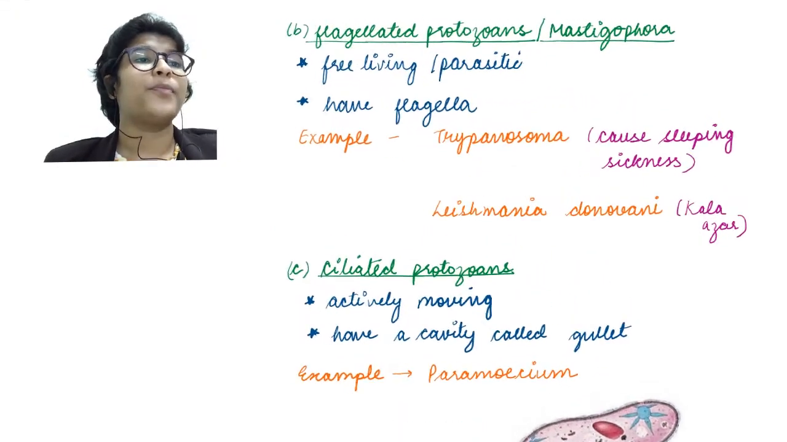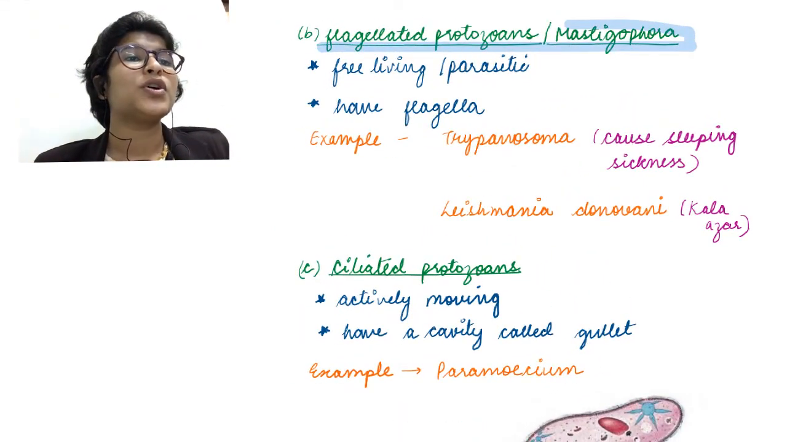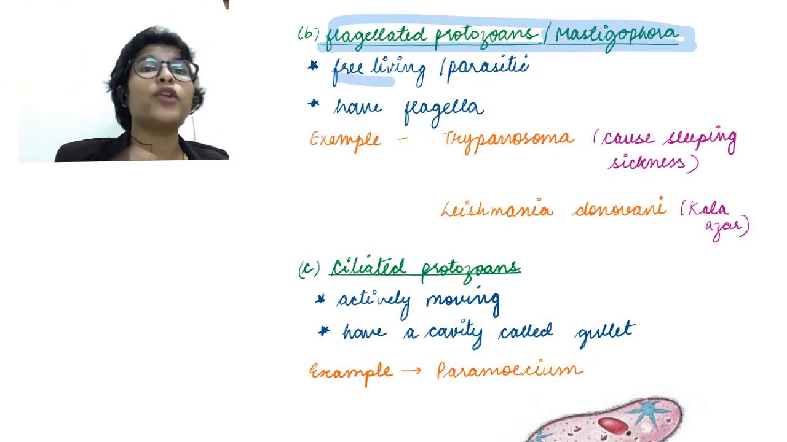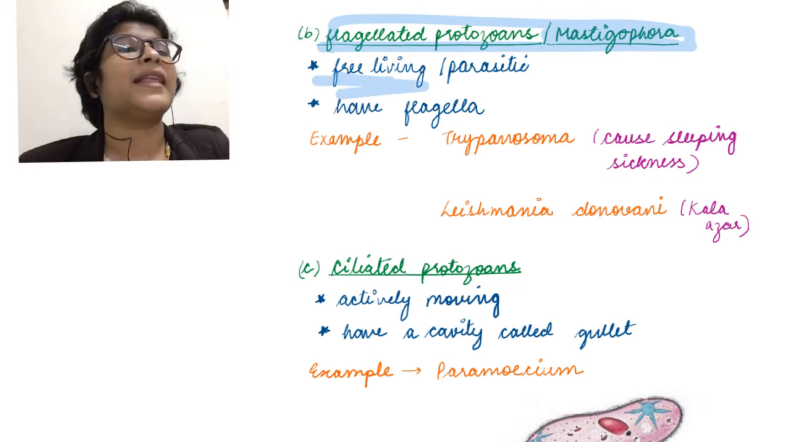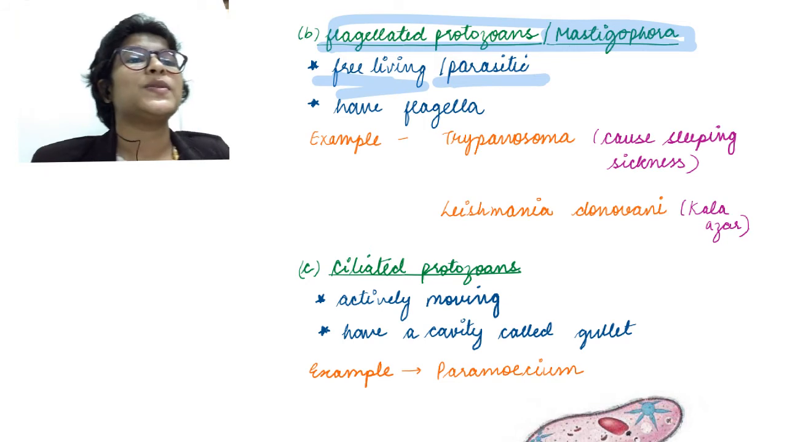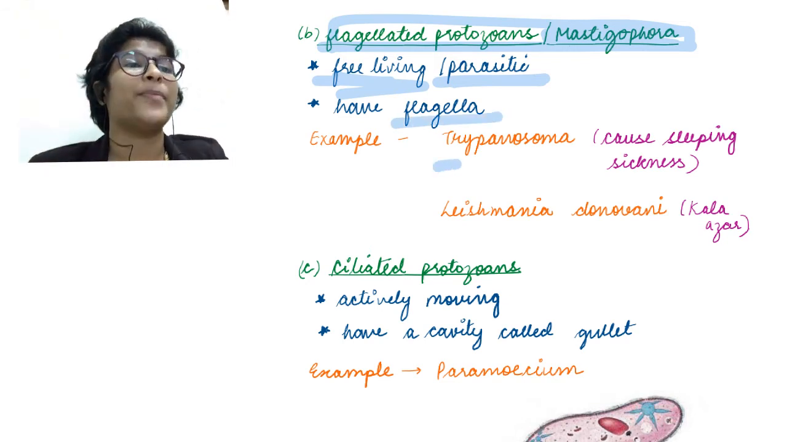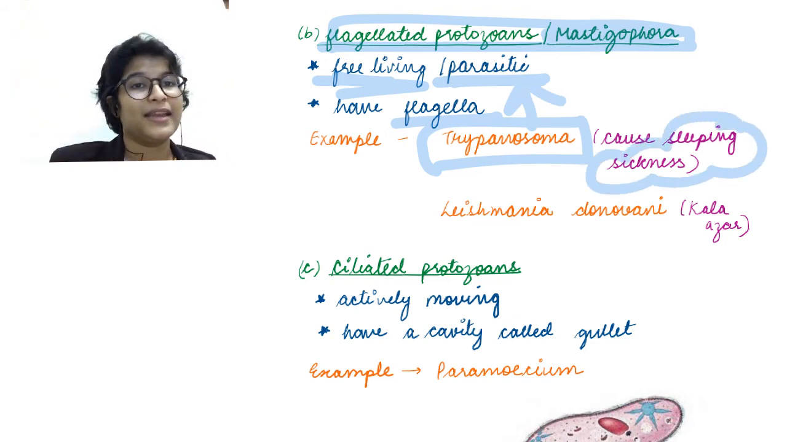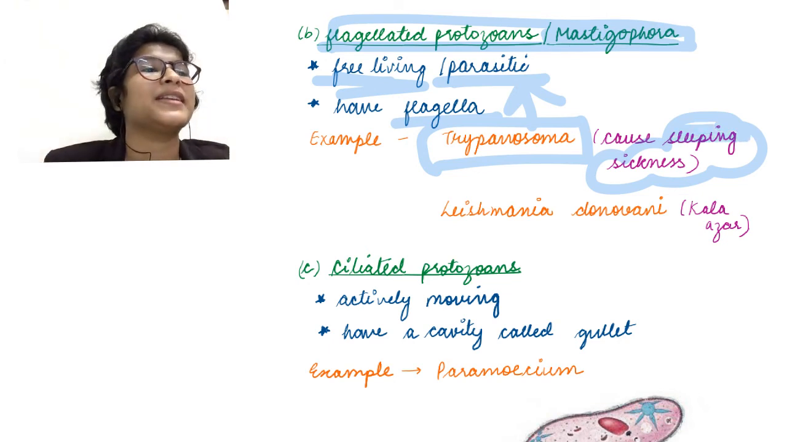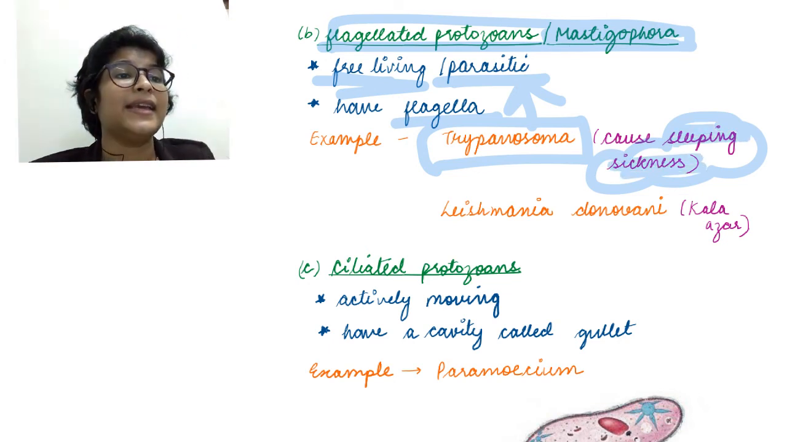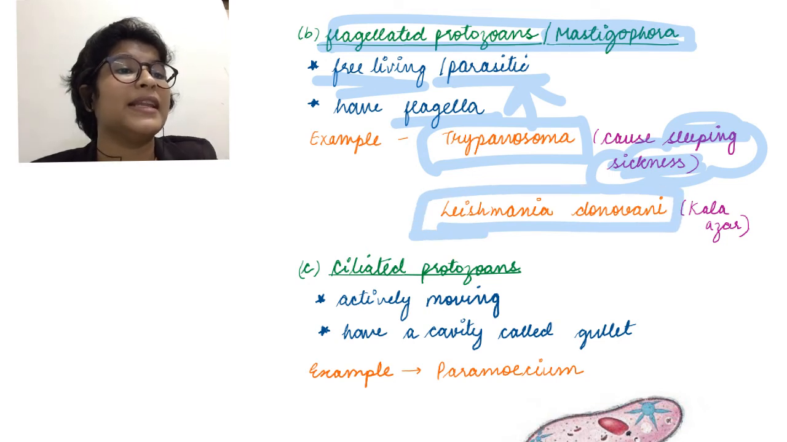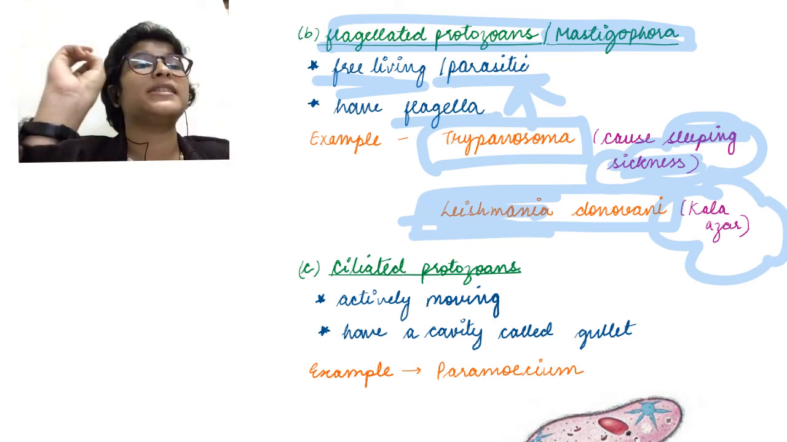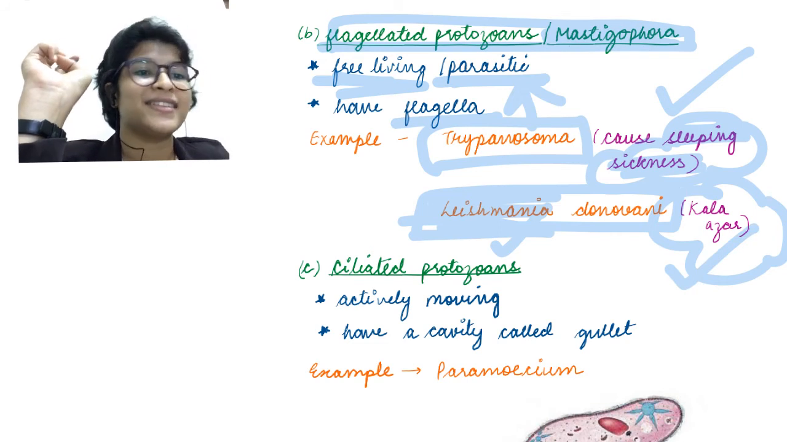The next type of protozoans are flagellated protozoans or mastigophora. These are free living or parasitic because they are flagellated, obviously they can move around, so they are free living, and they could be parasitic as well. So they have a flagella, and the example is trypanosoma, which is a parasite by the way, which causes sleeping sickness. Trypanosoma causes sleeping sickness. The second is Leishmania donovani. Leishmania causes kala azar. Trypanosoma causes sleeping sickness and Leishmania causes kala azar.